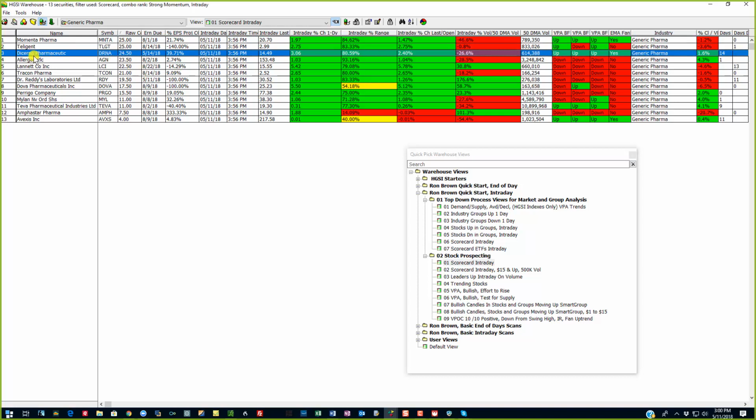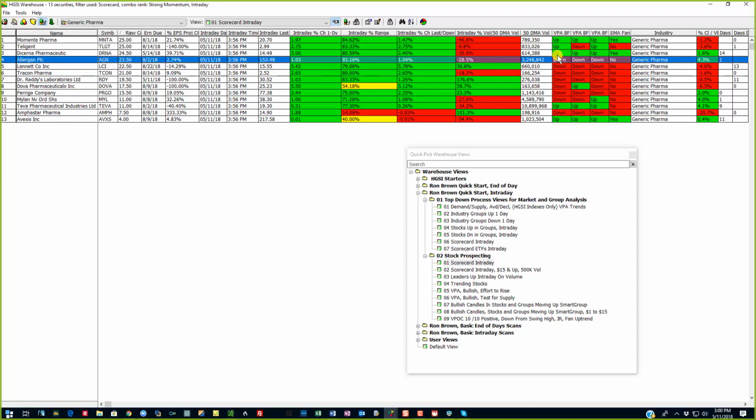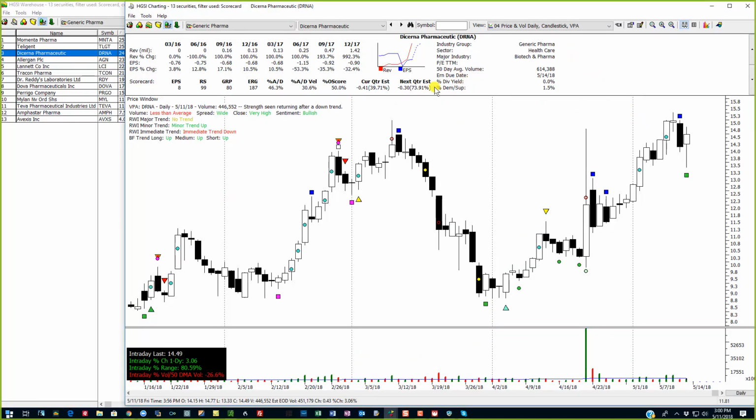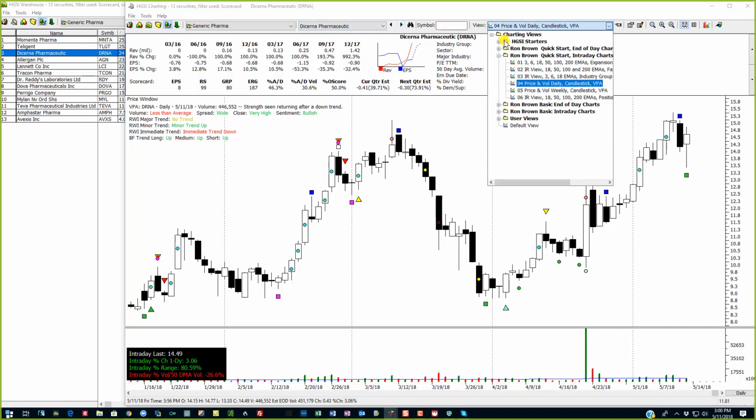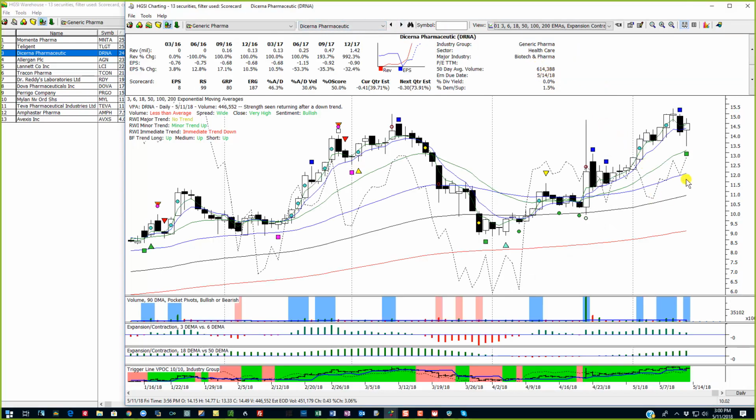So notice that Dicerna, I believe is how you pronounce this, it is up on all of the trends and the fan. So if I bring this up, and let me go to a different view here. I'll just go to my number 1 view. Notice that the trend is in place. Notice the pocket pivots. Notice the volume point of control trigger back here. Trades 614,000 shares based on the 50-day moving average. Not too bad.